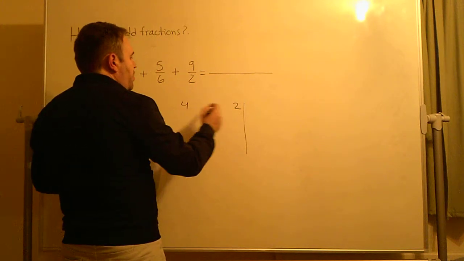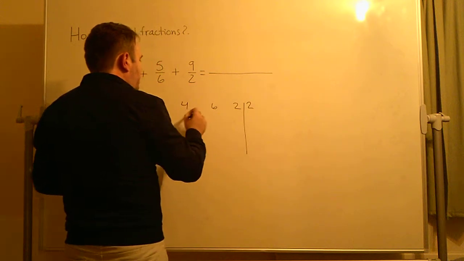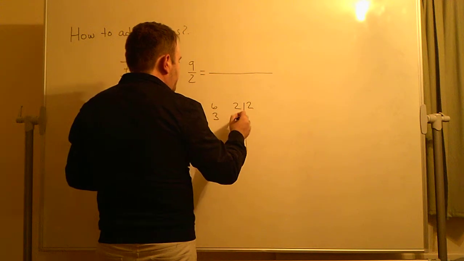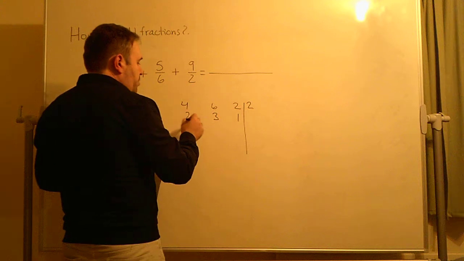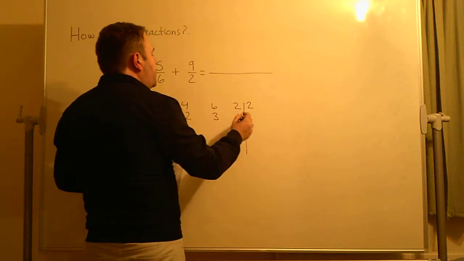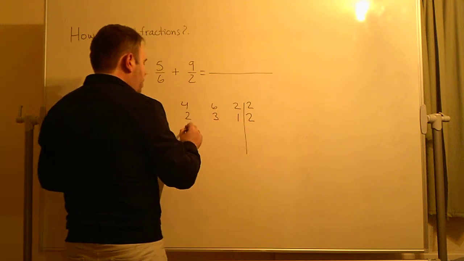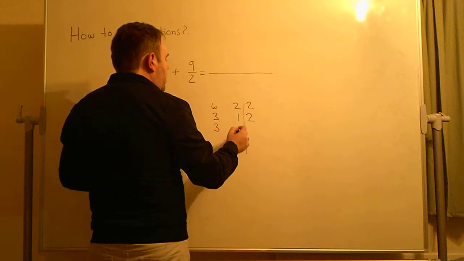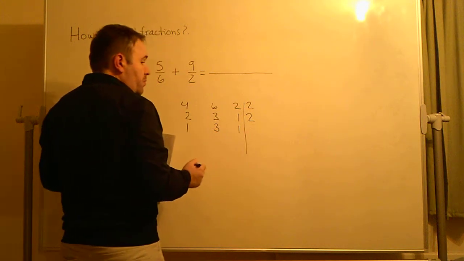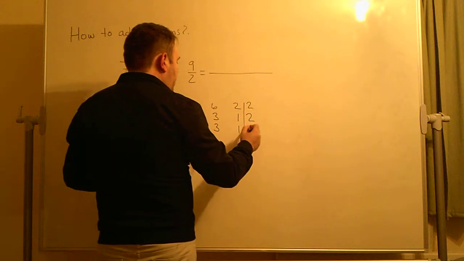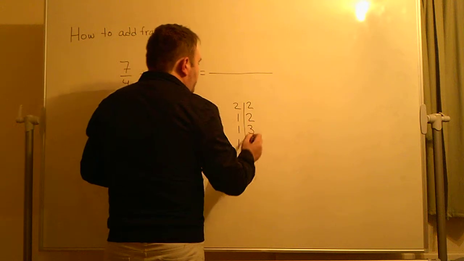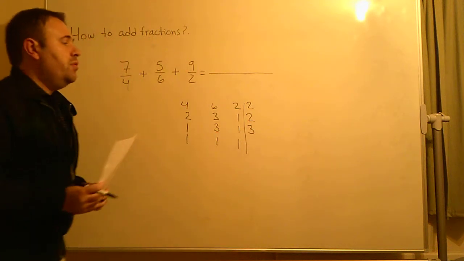Since all of them are even, we start with 2. 4 divided by 2 is 2, 6 divided by 2 is 3, and 2 divided by 2 is 1. Then, since we have at least one even number, we divide by 2 again, and then we will have 1. We bring this 3 down, 3, then we bring this 1 down. Now we divide by 3, and then we will have 1, 1, and 1. So 2 times 2 is 4, times 3 is 12.